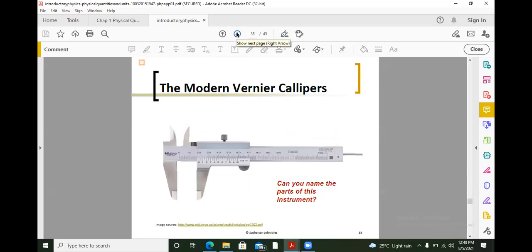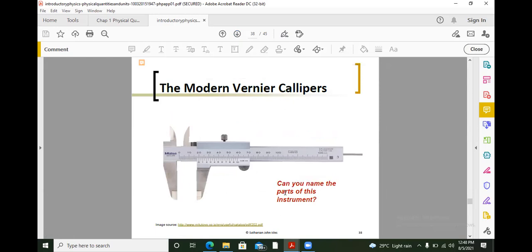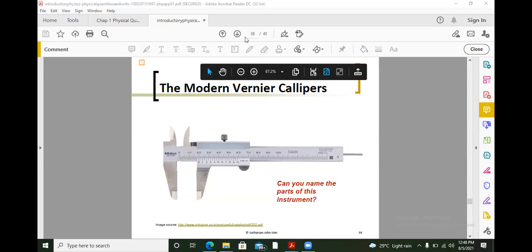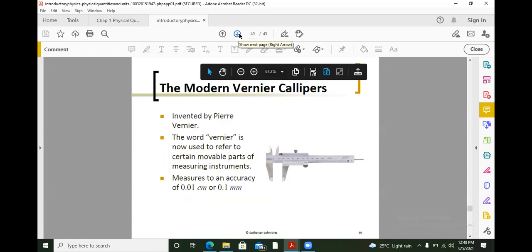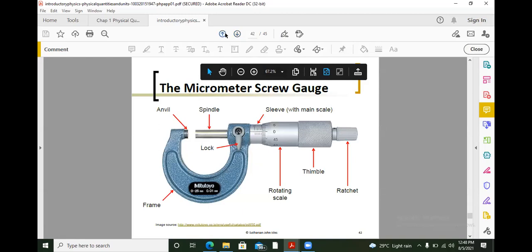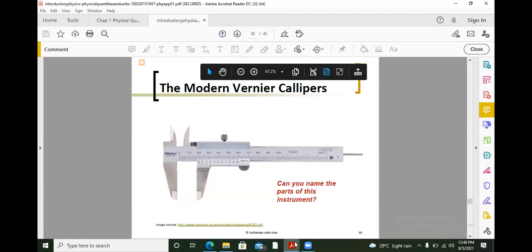Okay, so this is another instrument, the modern Vernier caliper, which we are using for measuring length. We are not discussing it in detail now; we will discuss it later. So these are the parts of this Vernier caliper. Firstly, we need to understand the meter scale, so I'm going to change the slide.